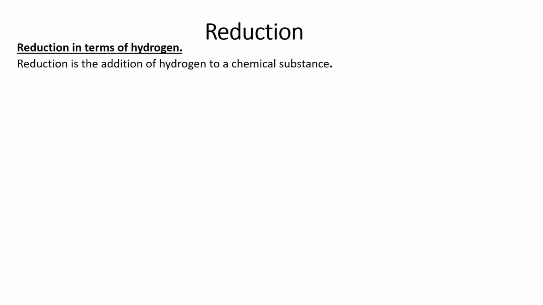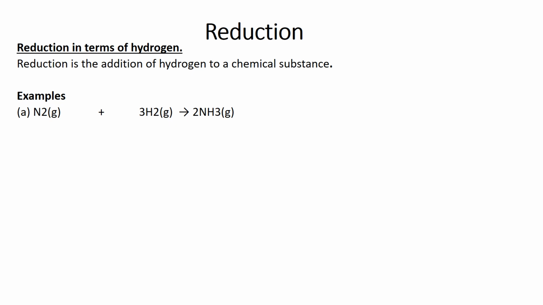So reduction can also be defined in terms of hydrogen. In such a case, it is defined as the addition of hydrogen to a chemical substance. Here are some examples. We can have nitrogen reacting with hydrogen to form ammonia.